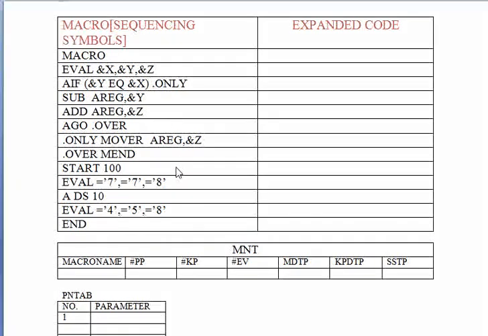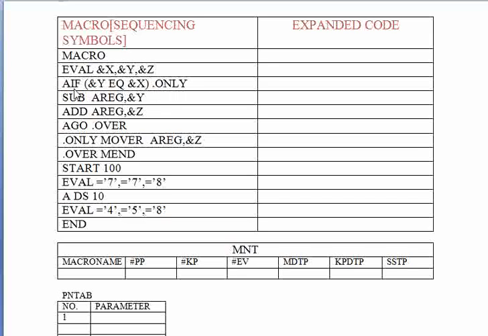This is an example of a macro consisting of sequencing symbols. So we will look at how to handle sequencing symbols during expansion. This is a macro that consists of sequencing symbols like this, which appears over here, that is .only. A sequencing symbol is written with a dot followed by the name of the symbol itself.